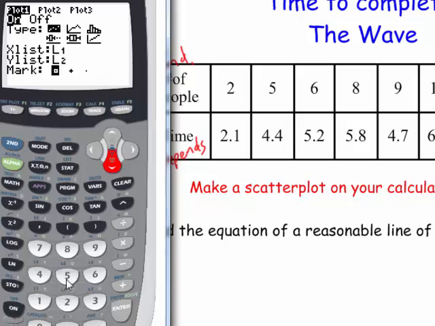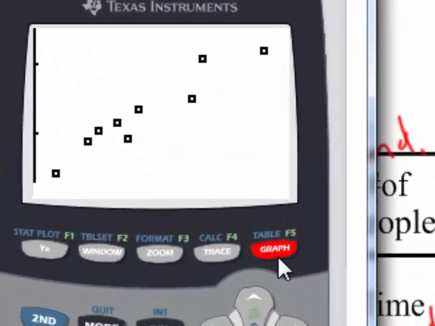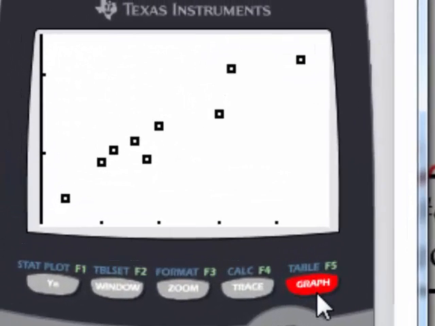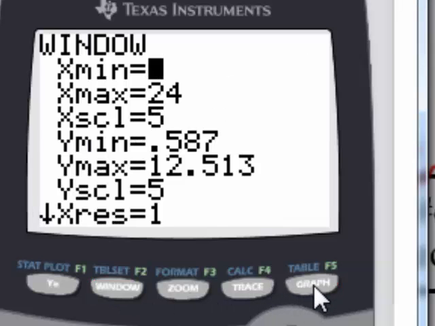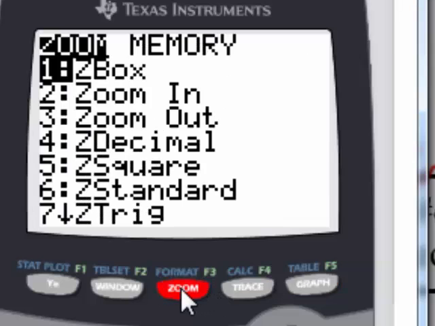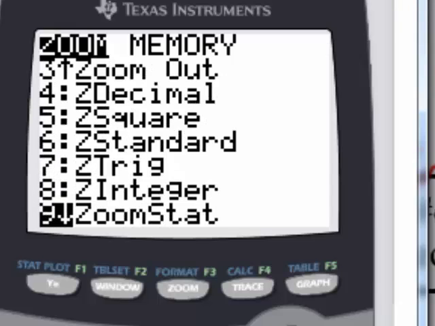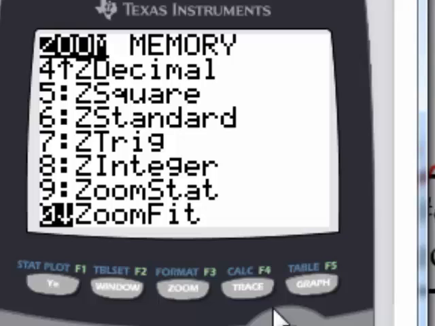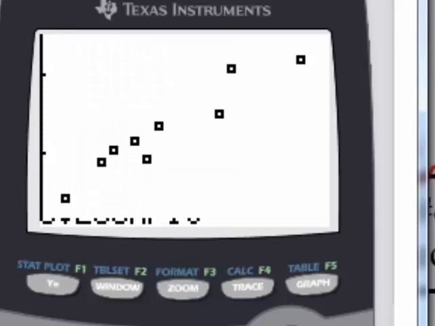If that's not there, remember you can find it down on the bottom here in these blues. And then once you got it, you can go ahead and hit graph. And if your points don't show up, a quick way to do this, instead of adjusting your window manually, is to click the zoom button, and you got two options here. You could either zoom stat, you could zoom to your statistics, or you could zoom to fit the data. Either way, I'm going to go zoom stat and hit enter, and it should zoom in perfectly for you.